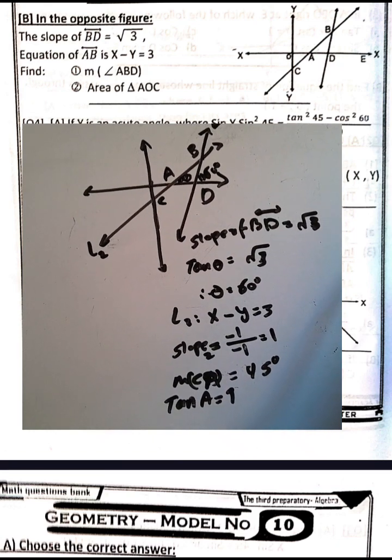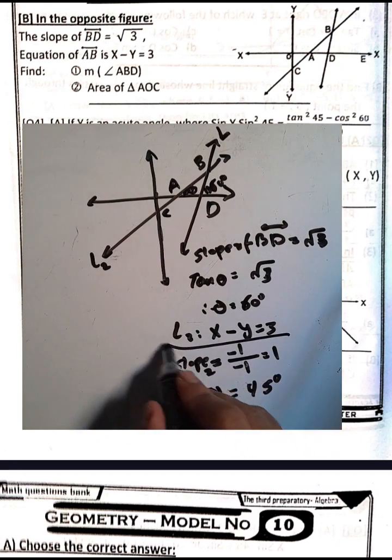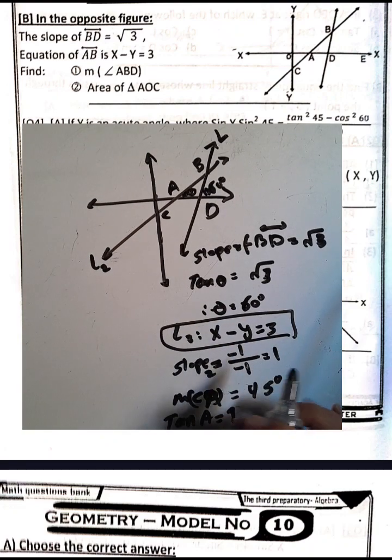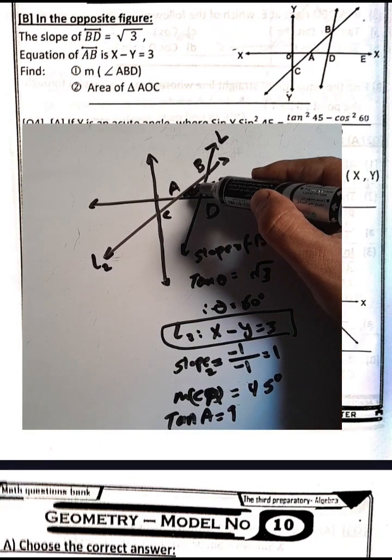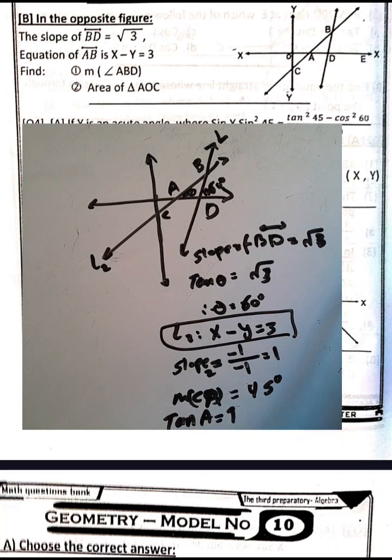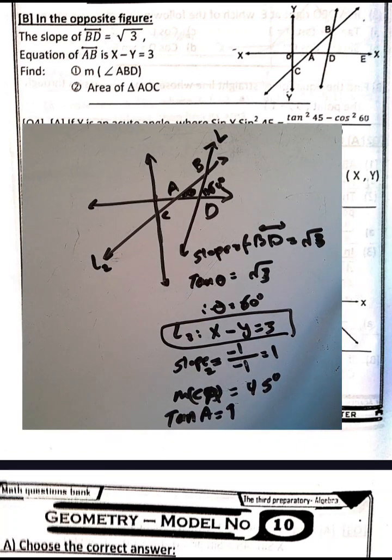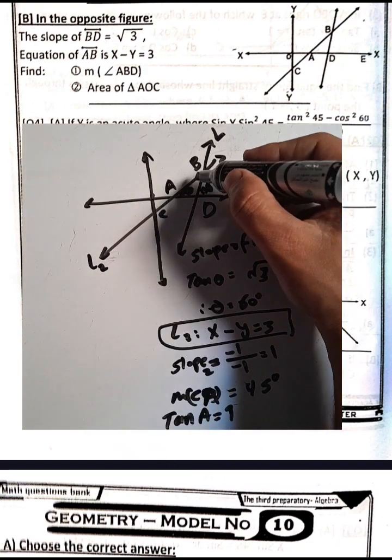Understood? He gave us in the example this equation of a straight line, and we can find the slope of this straight line. It will be 1. Then the measure of this angle equals 45 degrees because tan 45 equals 1. Then this angle will be 45. You want to find the measure of angle ABD, this angle from this triangle.